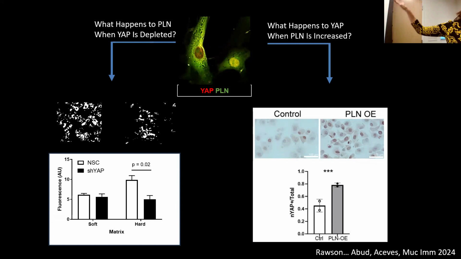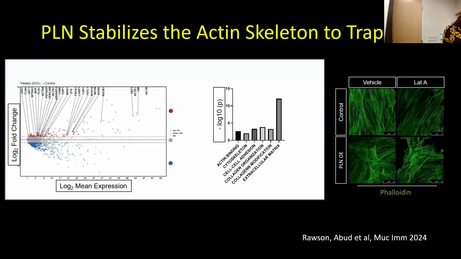And then if you do the opposite experiment where you give too much PLN on a soft matrix, you actually bypass what I had shown you before, those cells become big, and it turns out that the way it bypasses is to increase nuclear YAP. So on a soft matrix, you give PLN and it shoots YAP into the nucleus, and it turns out that it traps it there. And the way it traps it there is by changing the actin cytoskeleton.